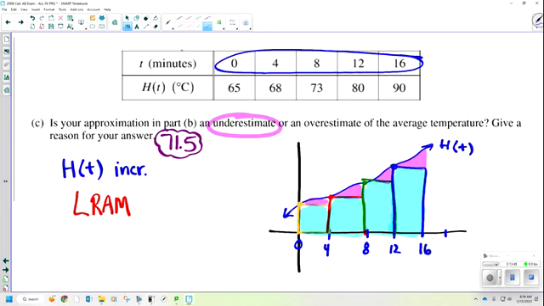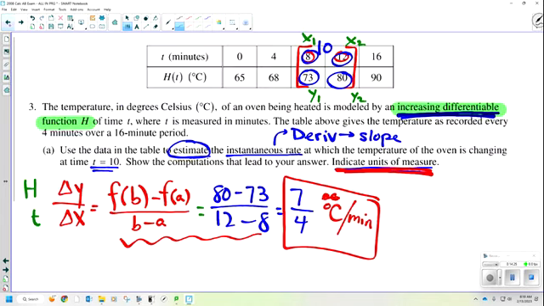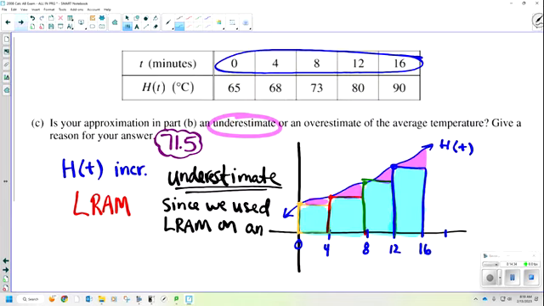So let's go ahead and answer this right now, and we are going to use the words that they use. Give a reason for your answer. First of all, let's state the answer. It's an underestimate. And what's the reason? Since we used a left Riemann sum or LRAM on a, what do they say here? Modeled by an increasing differentiable function. So we'll just say that: on an increasing differentiable, I'm going to abbreviate here, function. And that's my reason. The function's increasing and I used the LRAM. So it's an underestimate.